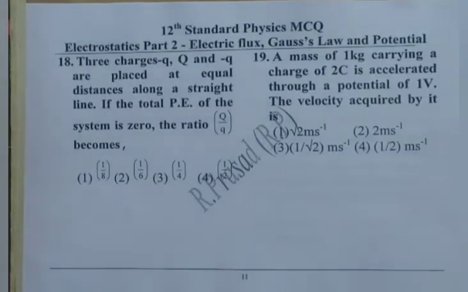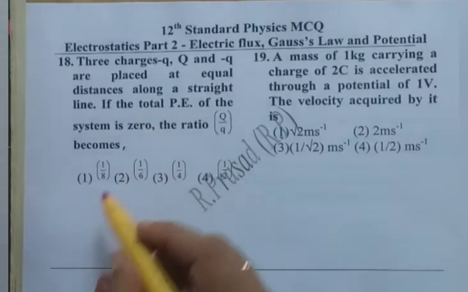We go for the 18th question now. Three charges minus q, capital Q and minus q are placed at equal distance along a straight line. If the total potential energy of the system is 0, the ratio Q by q becomes, we read. Say, we write the figure first.